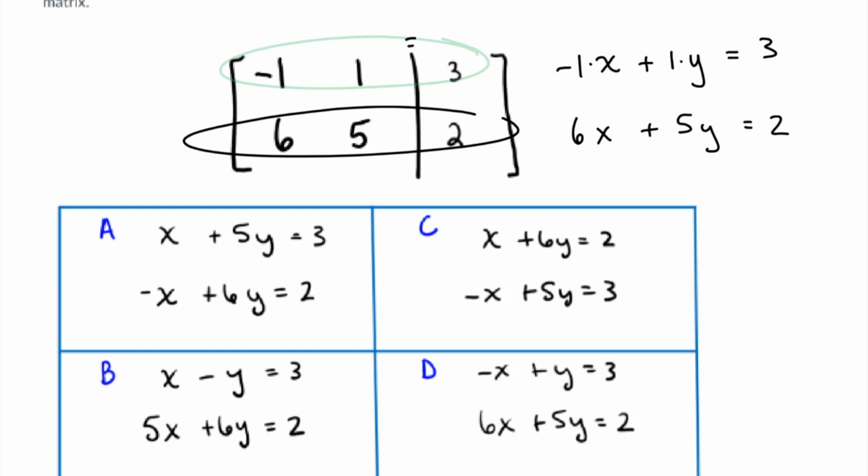Now let's look at our answer choices. And remember that -1x is just the same as -x. 1y is the same as y. That's written with the implied 1s and -1s. So I believe that will be D.